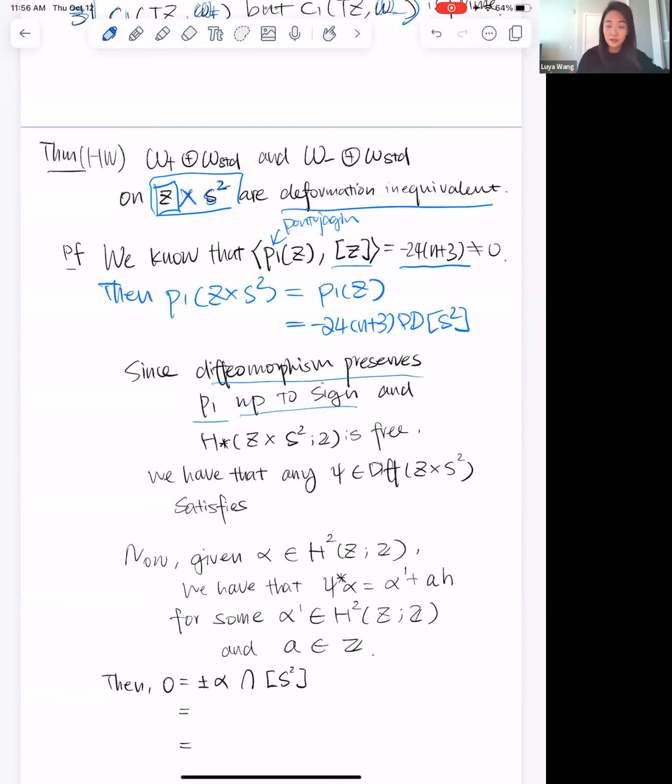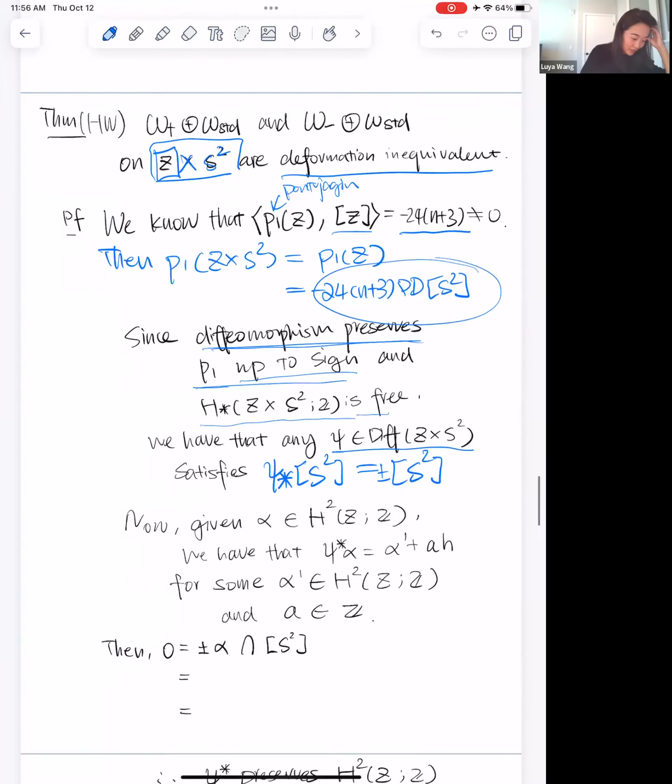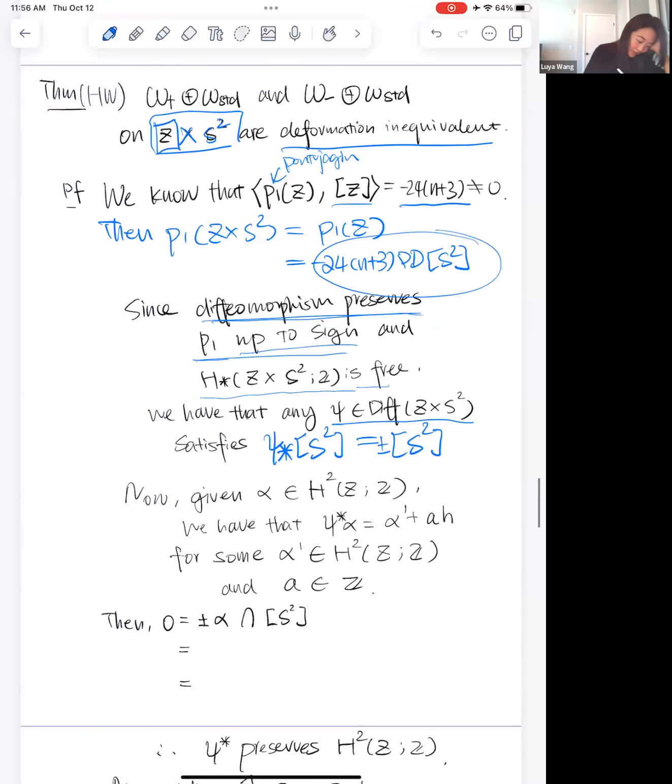We actually allow diffeomorphisms to be orientation reversing. But anyway, together with the fact that a diffeomorphism preserves P1 and the fact that our homology is so simple, it's free, we know that any diffeo of Z cross S2 must send the fundamental class of S2 to plus or minus the fundamental class of S2, because of this computation here.